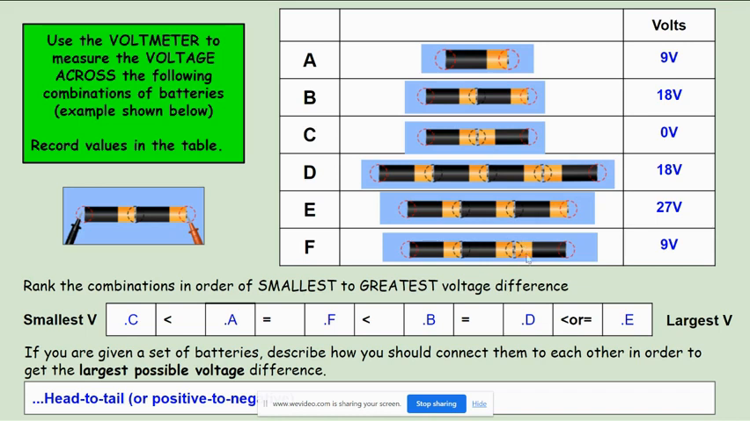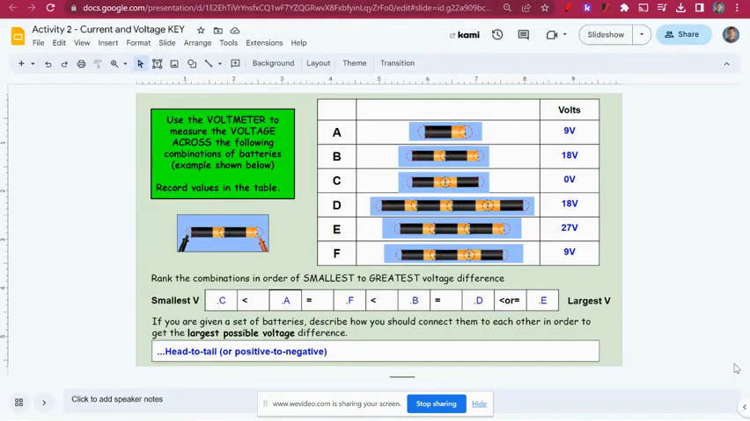Also, F has some batteries that are head to head. So you could rank those. You can check your work on this, but obviously you have to measure the voltages first, and then you can rank them. Notice that I'm putting an unequal sign or an equal sign. But that's the idea with that. So the way to get the largest possible voltage difference is to go head to tail.